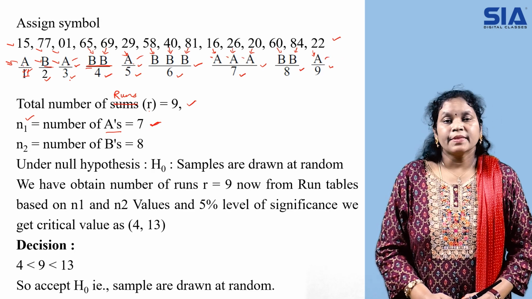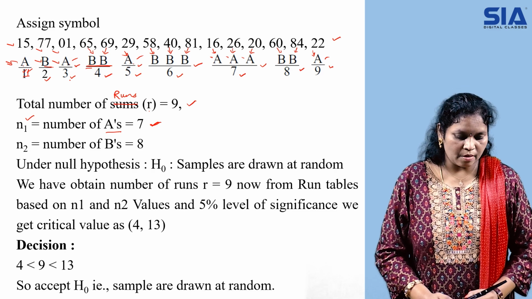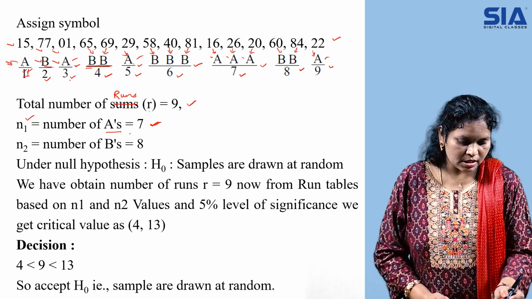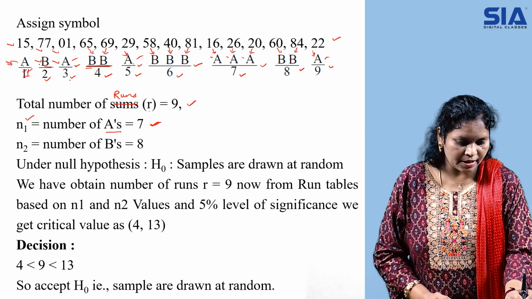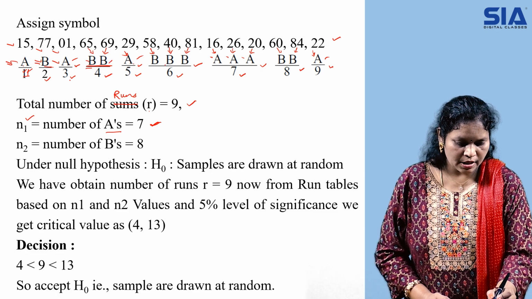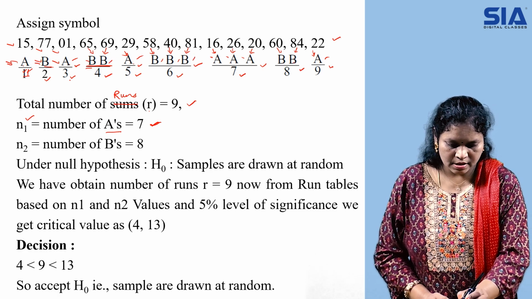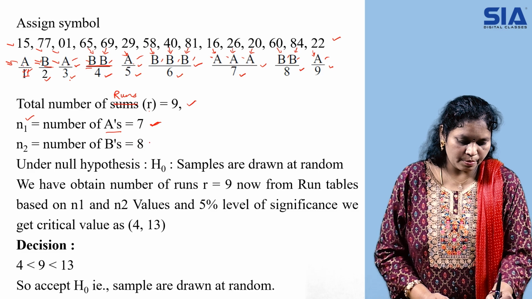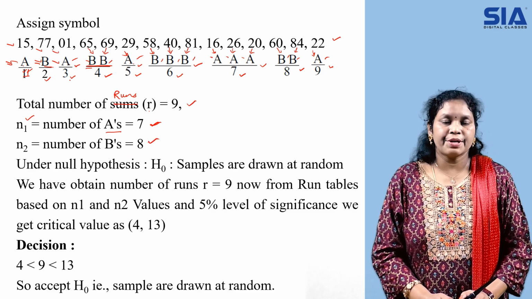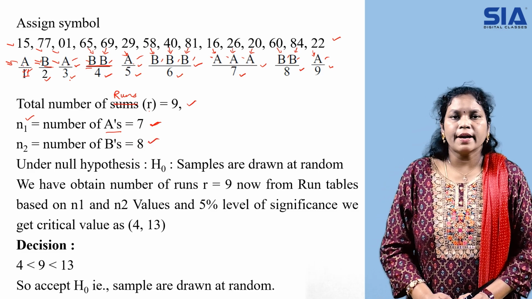I wrote that here. Next n2 is the number of B's. Let us count how many we have: 1 here, 2, 3, 4, 5, 6, 7 and 8. So we have 8 B's. So n1 and n2 I have got, and this is the required data.